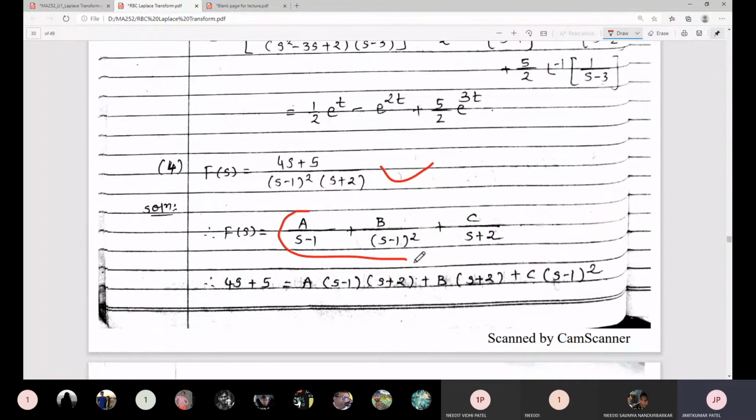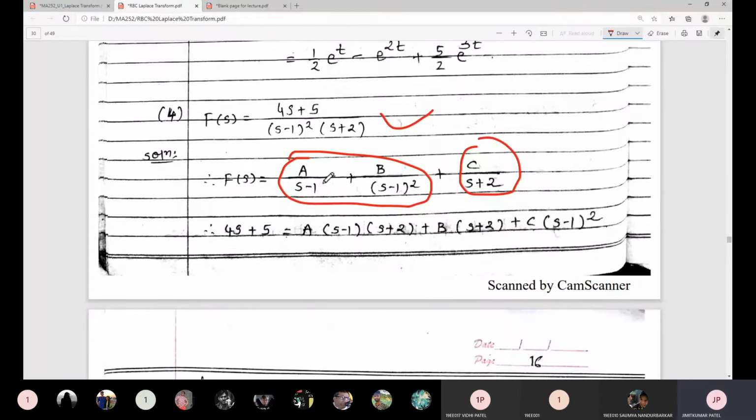We are using this for case 2 and this for case 1. So as per case 1 and 2, we have the partial fraction A upon (s - 1) plus B upon (s - 1)² plus C upon (s + 2). Now, if you take the LCM of these three terms on the right side, what do we get? A into (s - 1).